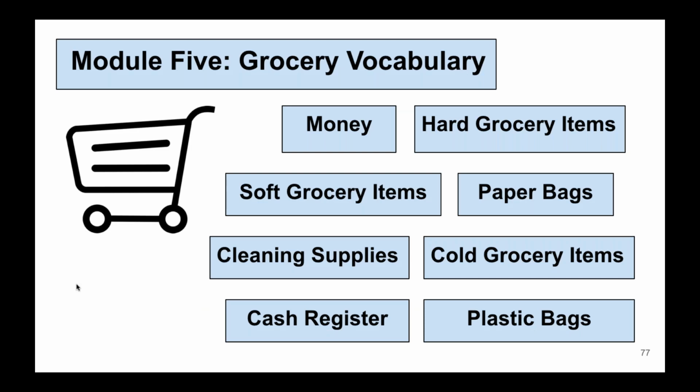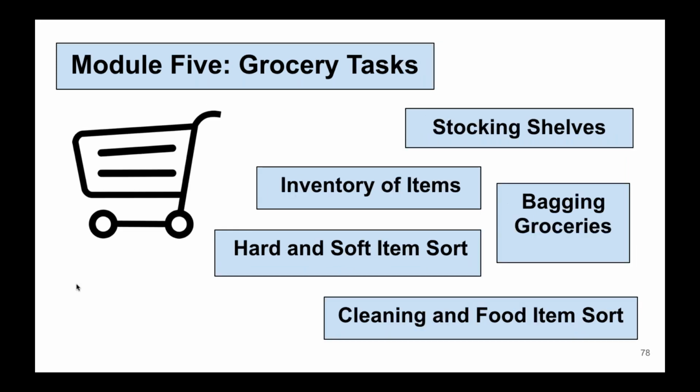Some vocabulary words related are things like soft grocery items, those concepts of what are cleaning items, what are cold ones, what's a cash register, things like that. And then practicing those tasks of how to stock a shelf, inventory of items, what are things that go on the bottom of a grocery bag and on the top, why do we separate cleaning and food items?